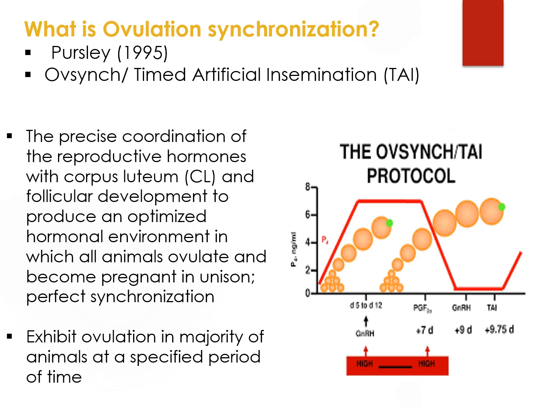Ovulation synchronization is basically the coordination of reproductive hormones along with corpus luteum and follicular dynamics to produce an optimized hormonal environment in which all the animals in the herd ovulate and become pregnant at a predetermined or specific time, which is called perfect synchronization. It is actually the manipulation of the estrous cycle to exhibit ovulation in the majority of animals at a predetermined time.